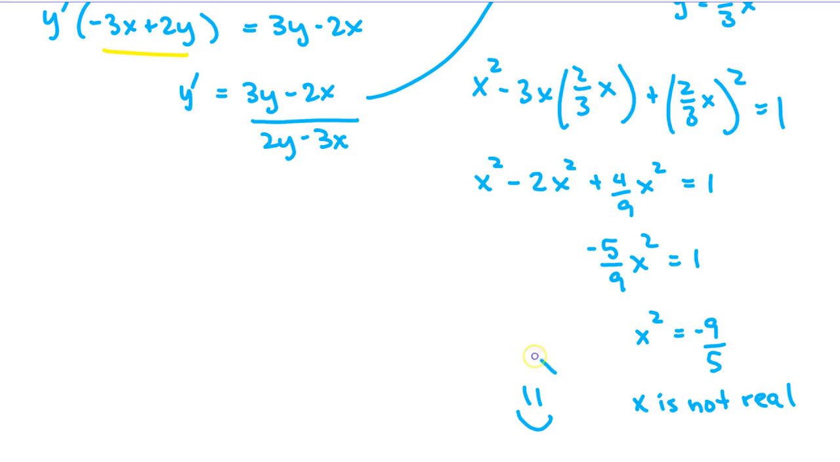So yay, that's done. No points give slope equal to 0.